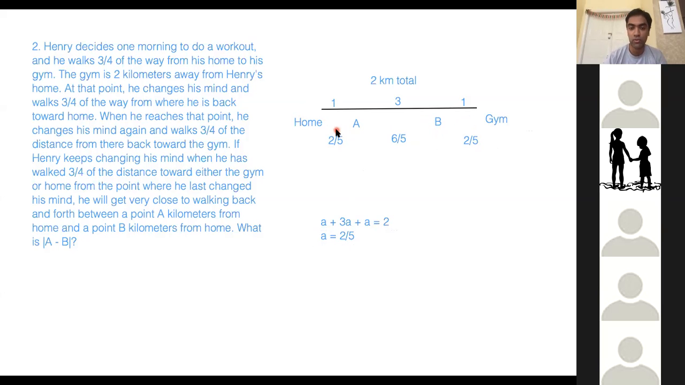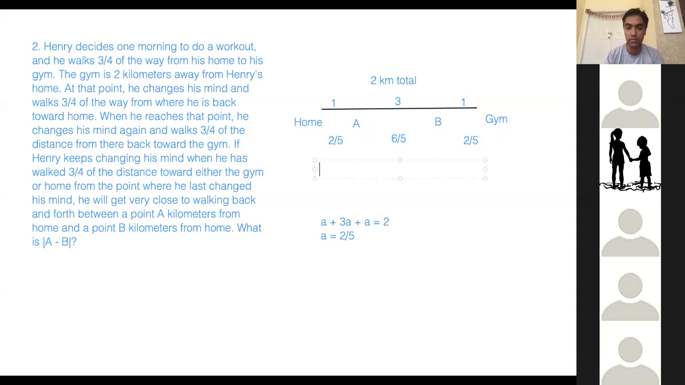So now you can even confirm this. If the distance from home to B was 8/5, moving 3/4 of the way back would put you at 2/5 kilometer from home. And then the remaining distance to the gym is 8/5 again, and moving 3/4 of the way back would put you back at 8/5. So either way, you can do this, or you could also write it out algebraically.